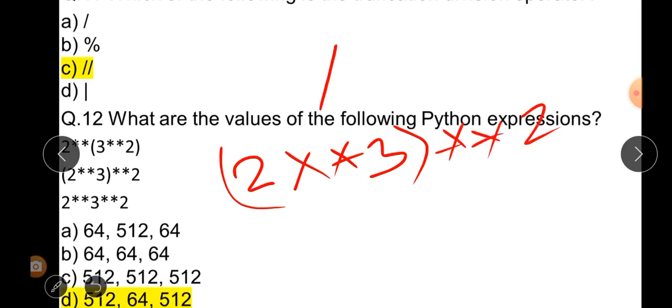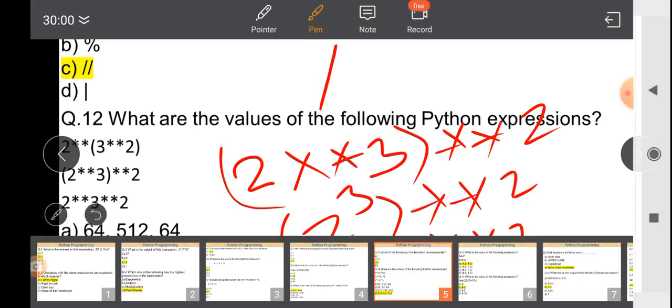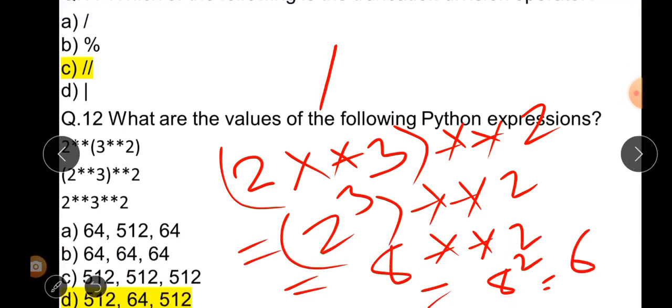So obviously bracket should be evaluated first. It means 2 power 3 double star 2, and that is 8 double star 2, which means 8 power 2, and 8 power 2 is 64. So 64 is the answer. Okay, let us check the third value.